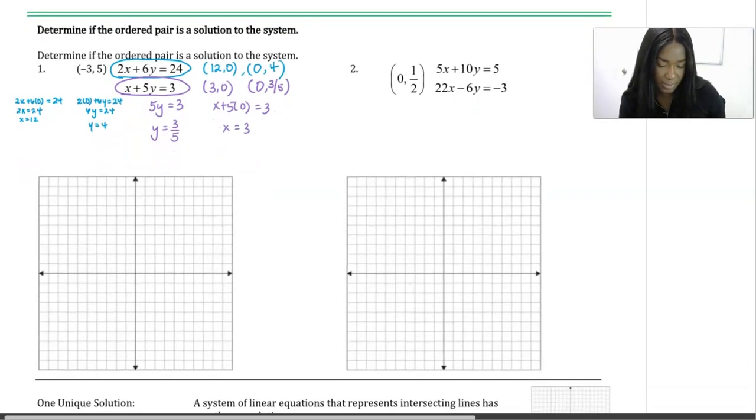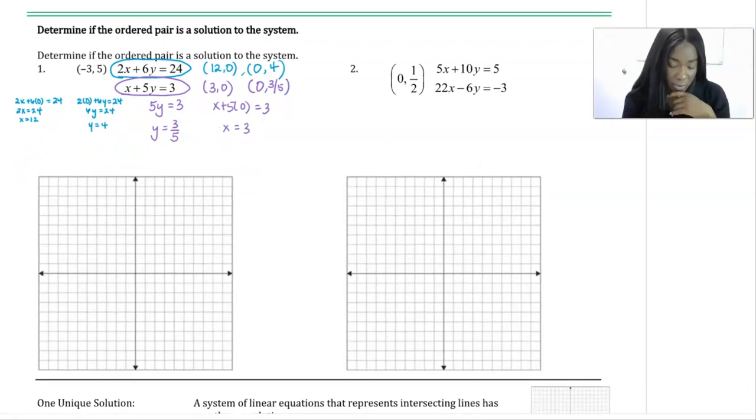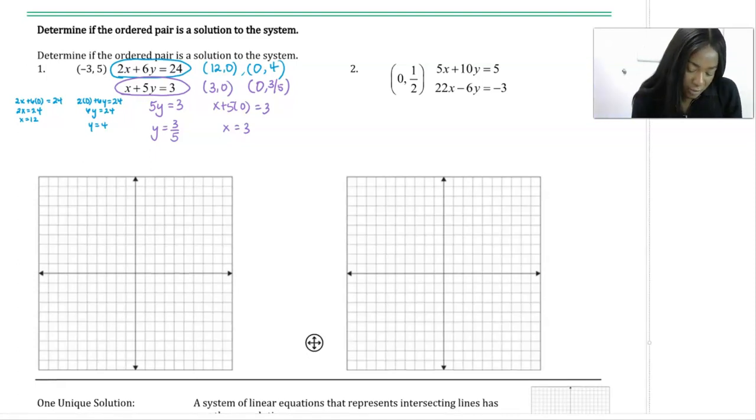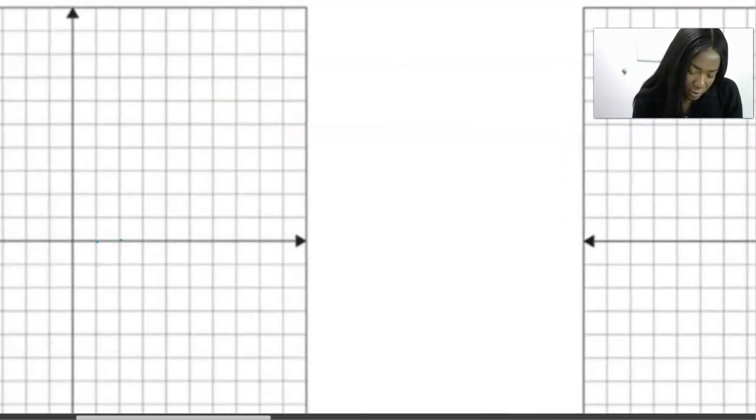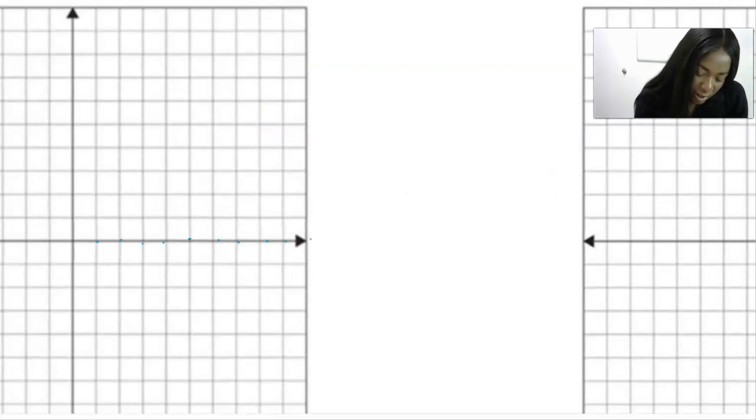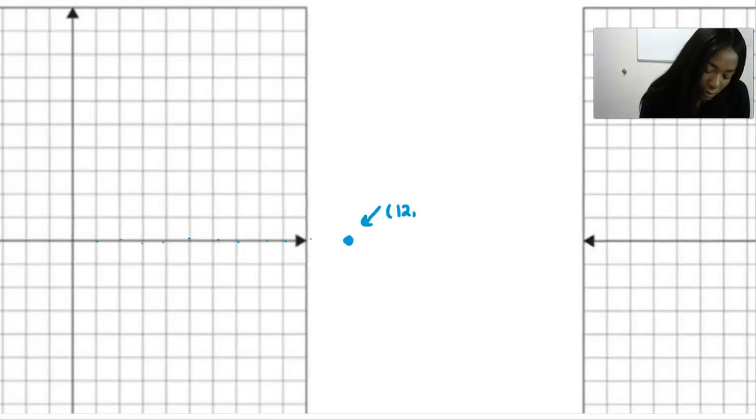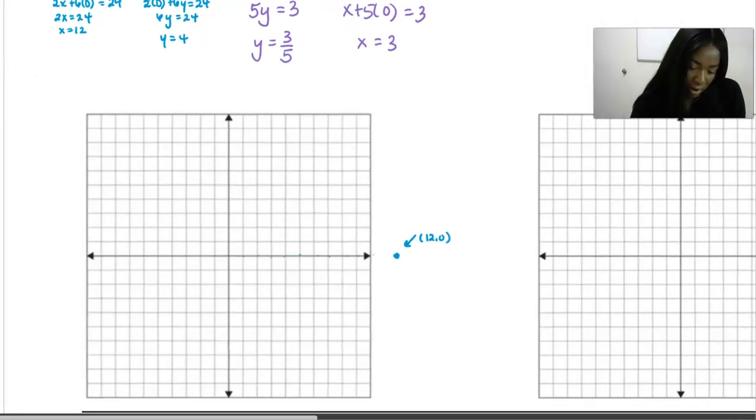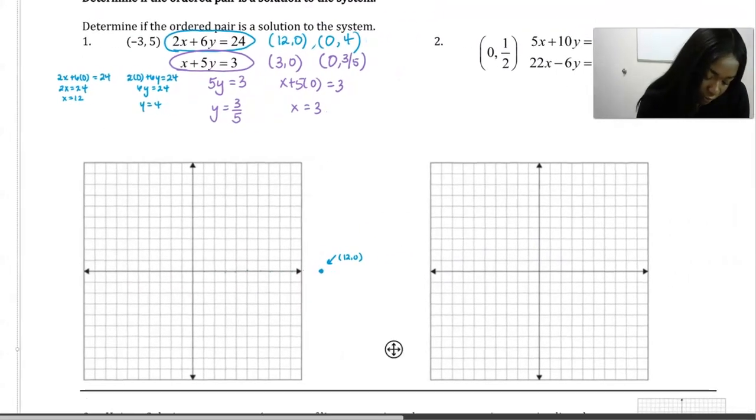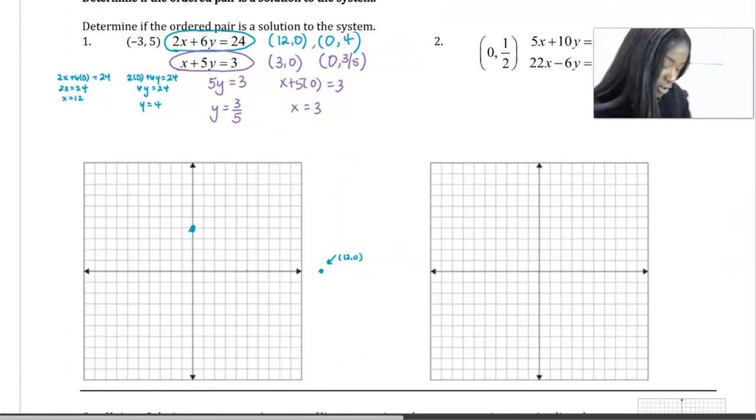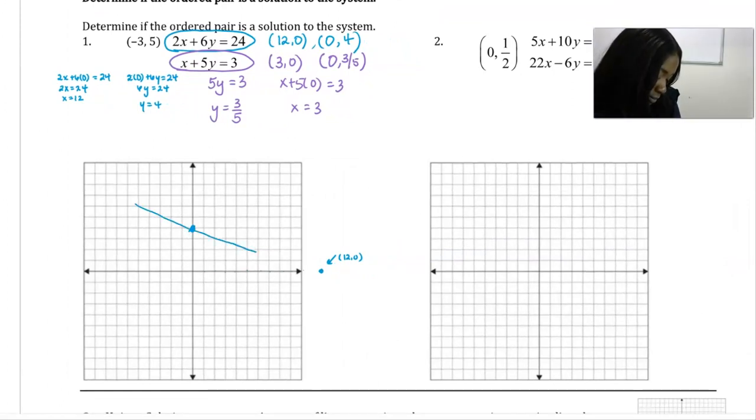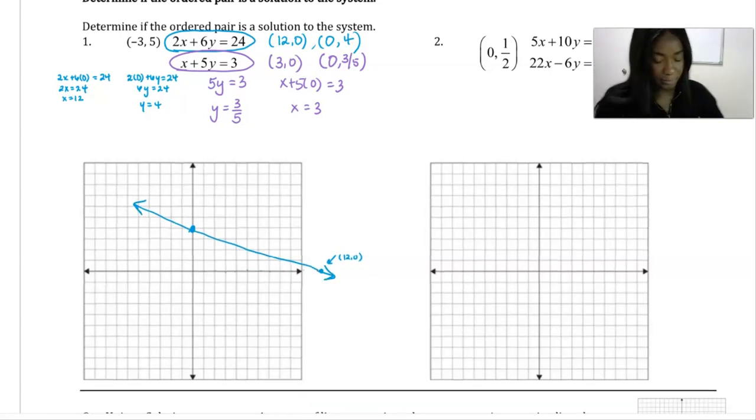So now let us plot these points. I'm just going to go by ones on both of my axes. For the first line, 12, 0 isn't going to fit on this because I think this only goes 1, 2, 3, 4, 5, 6, 7, 8, 9, 10. It only goes up to 10. So technically 12, 0 is somewhere over here on the x-axis. And then my y-intercept is the point 0, 4. So I'll go up 4. And now I'll just attempt to connect these points. So the first line looks something like this.